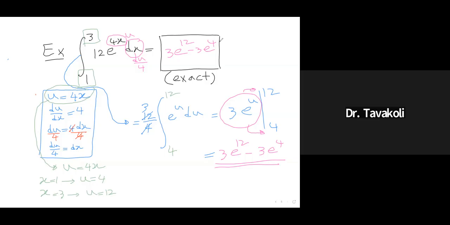Let me also do a trigonometric example of a definite integral involving substitution. Again, please try this on your own before watching my solution here. The integral from 0 to pi over 8 of cosine of 4x dx.